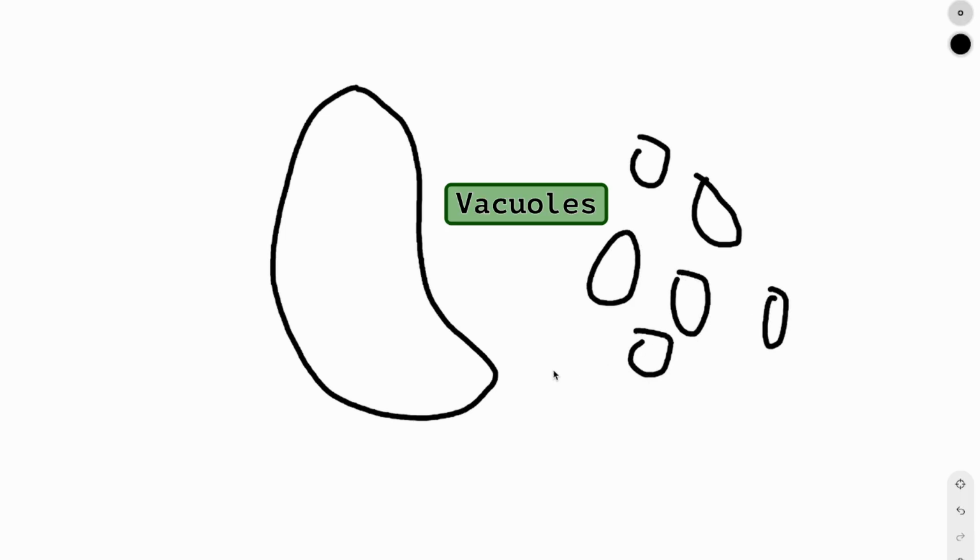Up next is the vacuole. It stores fluids and other materials until a cell needs it. Plants have one large vacuole that looks like this, while animals have many small vacuoles like these.